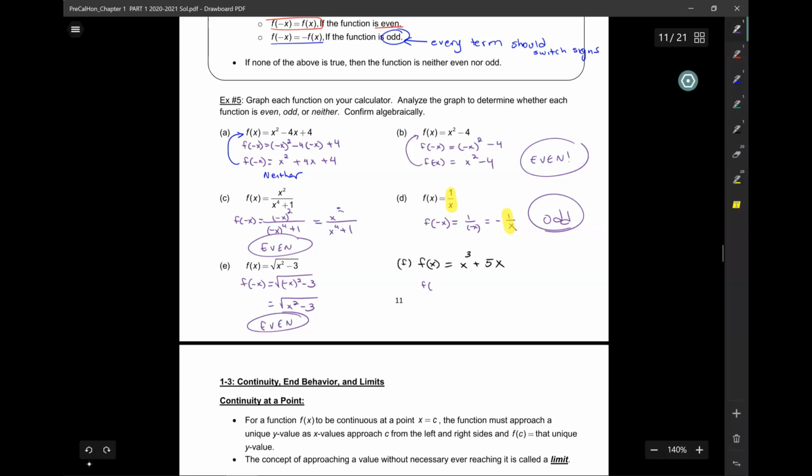All right, let's do f of x is equal to x cubed plus 5x, right? Okay, f of negative x is negative x cubed plus 5 times negative x. That's negative x cubed minus 5x. Look at what happened. This term changed signs. This term changed signs. Because every single term changed signs, we say it is an odd function. Okay?